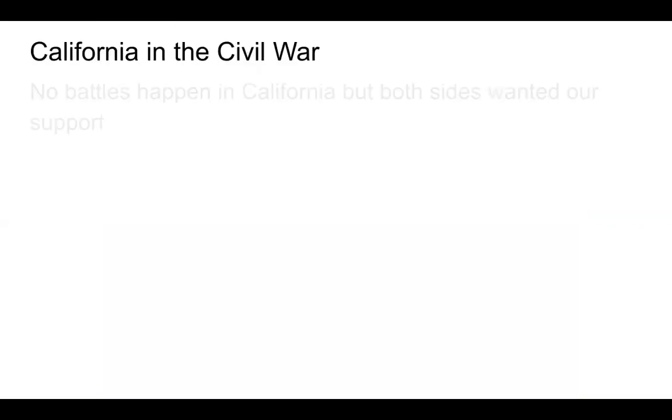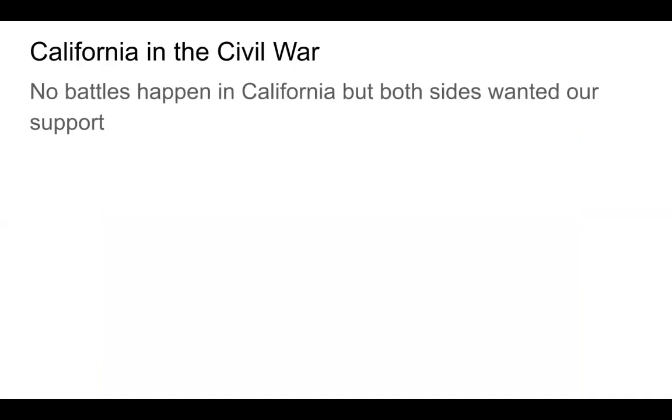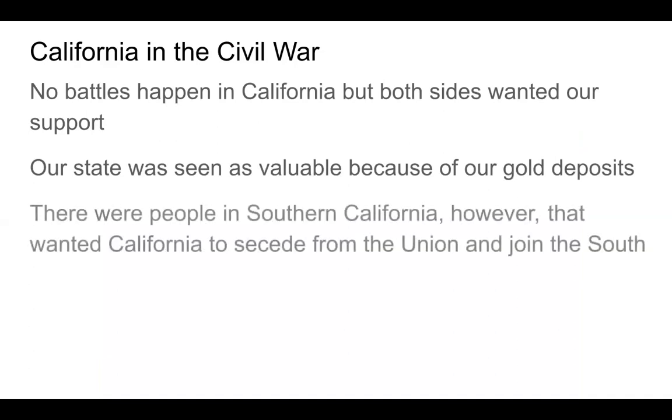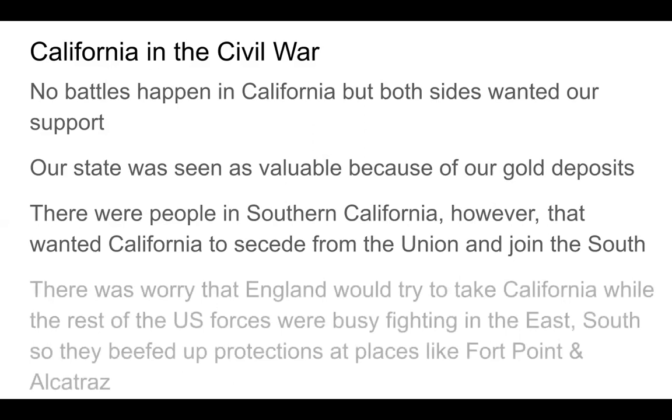So what's going on with California in the Civil War? There are absolutely no battles happening in California because we are literally on the other side of the country. But both sides are lobbying us for support, and we go with the Union. Both sides are interested in California because of our gold deposits. There were a few groups in Southern California that wanted to secede. They wanted to join the Confederacy, but they were minimal.